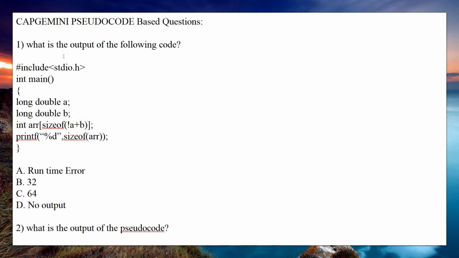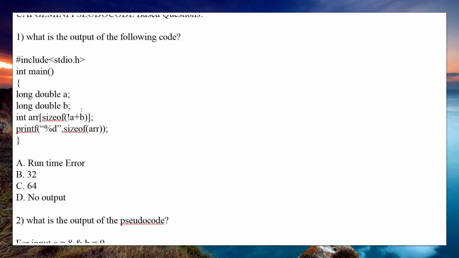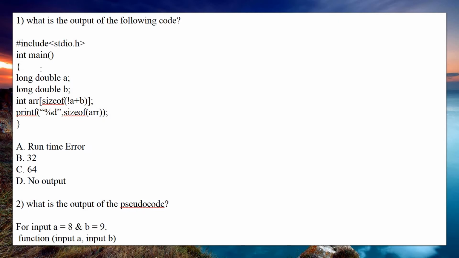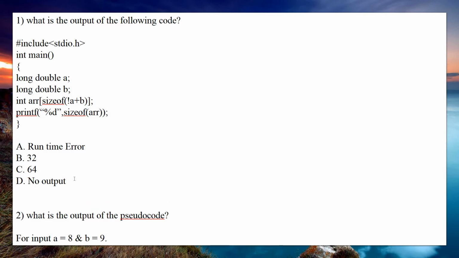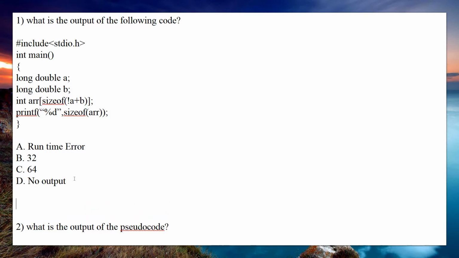What is the output for the following code? This is a C code snippet, and we shall quickly see how to solve this. There is a main function, and then we have long double A, long double B, and an array of integer, and you need to find the size of not A plus B. Then you need to print the size of the array. The options are runtime error, 32, 64, and no output. Here they have told us to find the size of, so the first thing is to see what the size of long double is.